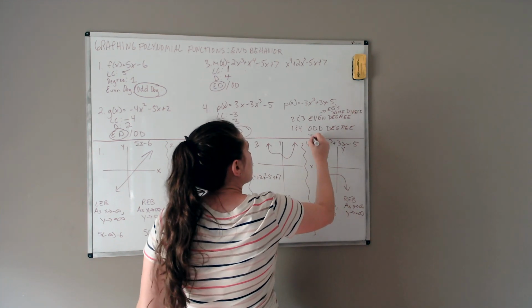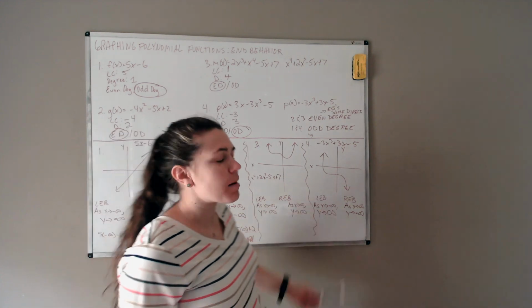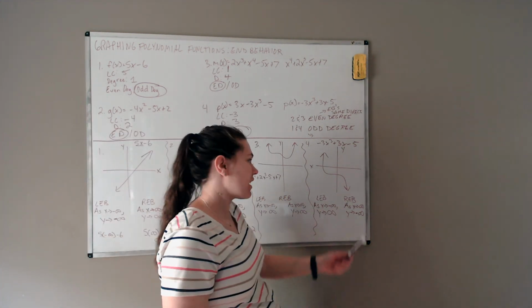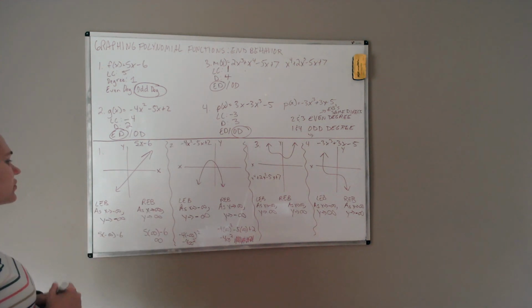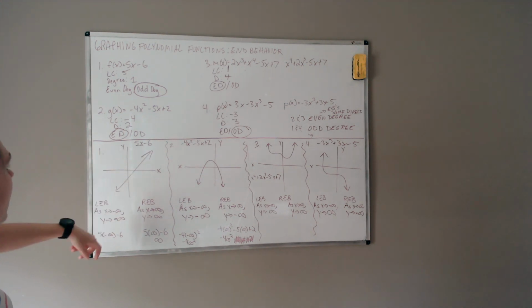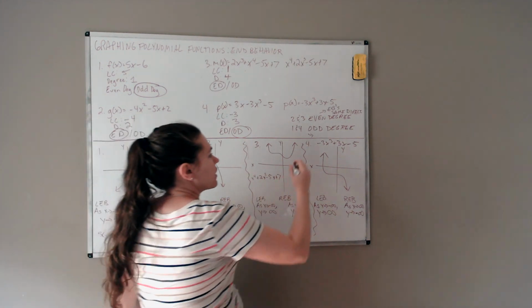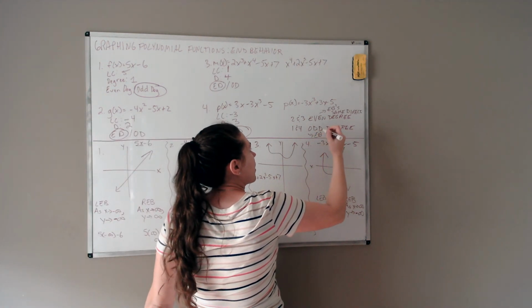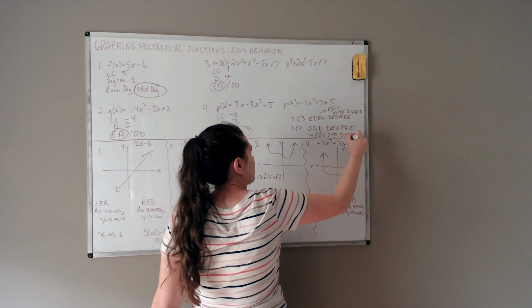Odd degree, so let's look at 1 and 4. Notice, they go in opposite directions. The end behaviors: the right end goes down, the left end goes up. The right end goes up, the left end goes down. That's because if I plug in positive infinity, I'm going to output positive infinity. If I put in negative infinity, I'm going to output negative infinity. So for an odd degree polynomial, the end behaviors go in opposite directions.